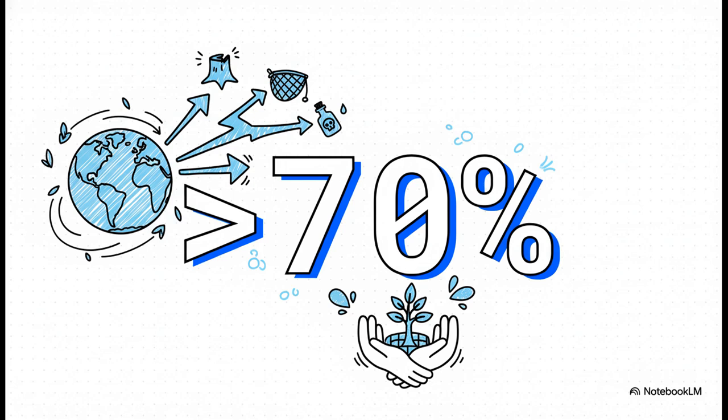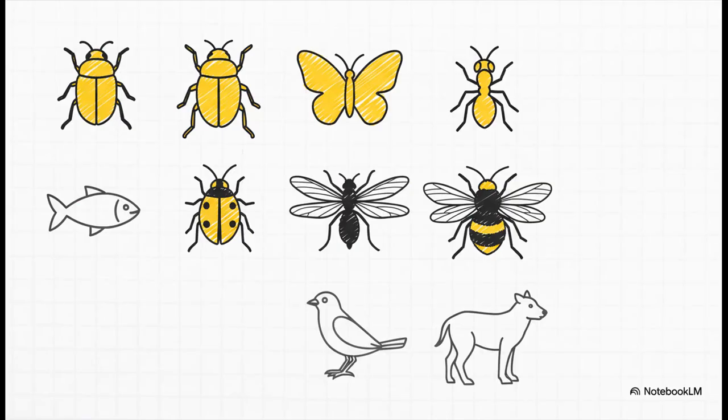Just think about that. More than 70% of all known animal species belong to just one group. What could it be? You got it. Insects. Isn't that incredible? It literally means that for every 10 animals on this planet, 7 of them are insects. Just look around you. They are the true rulers of the planet, really.